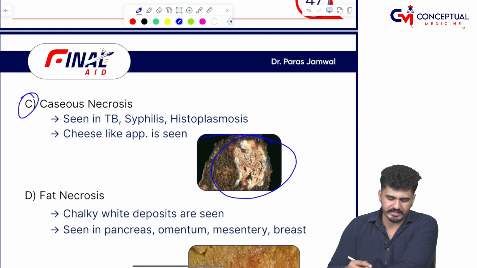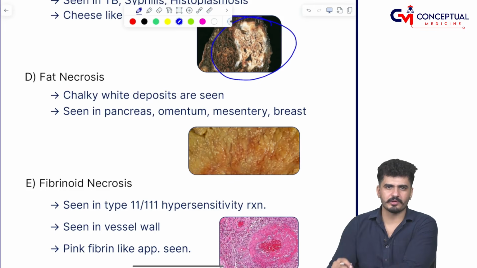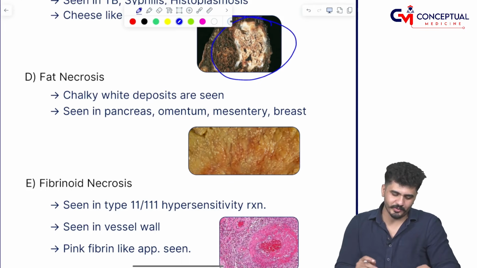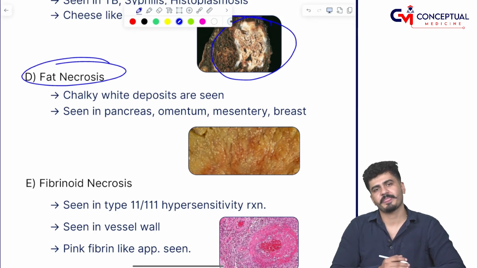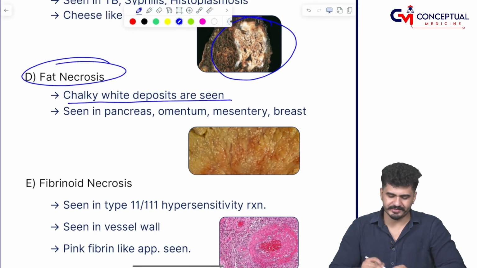Here you will see a cheese-like appearance. Sir, we just do not stop here. There's a fourth type of necrosis, a fifth type of necrosis. What are those? Those are the fat necrosis, fatty necrosis. Chalky white deposits are seen.